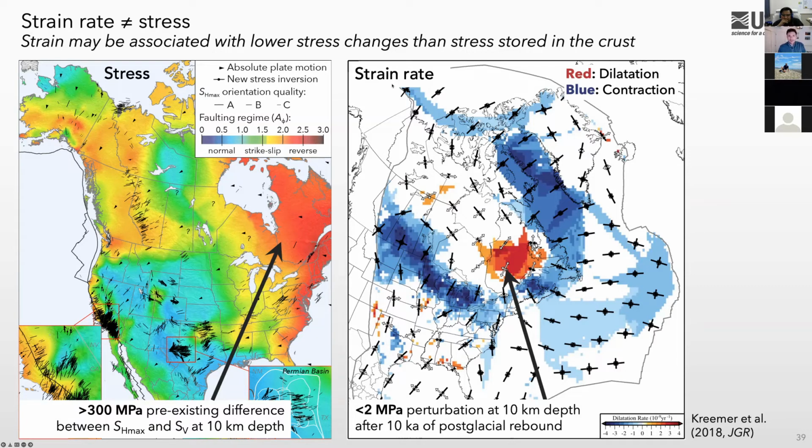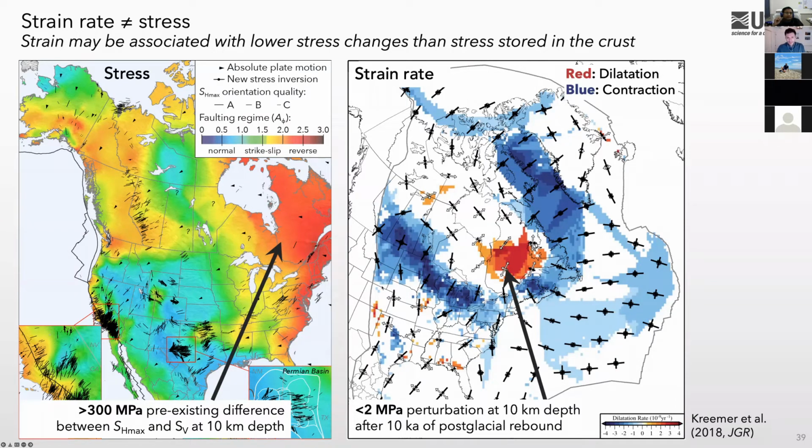Strain rate is in some places fairly easy to measure, and so I've seen cases where people have tried to use the strain rate to estimate the SH max orientation. In some cases that might be fine, but in other cases it's not a good idea, and I'll show you why that is here.